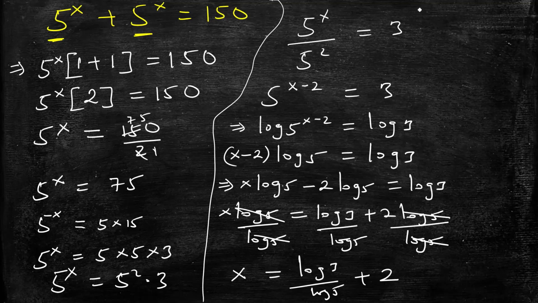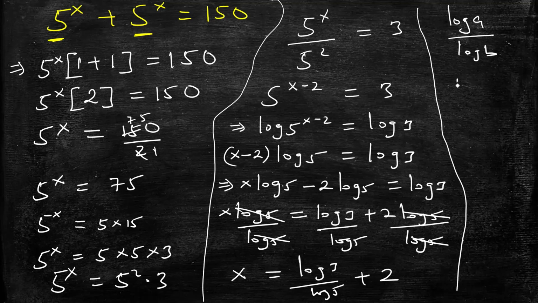Okay, so when we are given log a over log b, it's the same as log a to base b. So we can say x is the same as 2 plus log 3 to base 5 as our answer. Okay, so let's go back to the equation and see if our answer is correct.